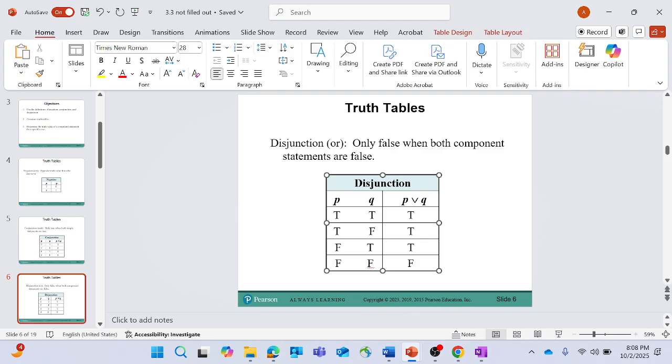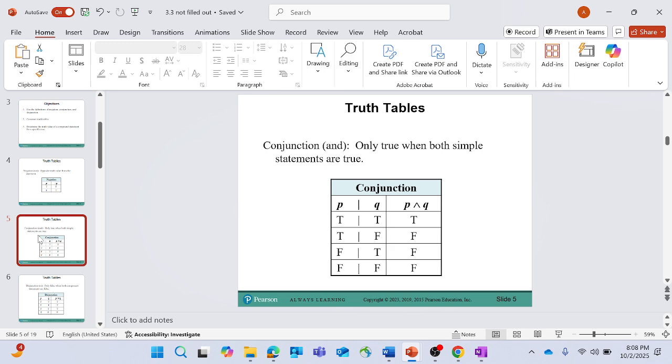So if it's or, it means only one needs to be true for the whole statement to be true. Right? Or just means one or the other, or both. So at least if one or the other is true, the whole thing is true. While with the previous one, this is and. They both need to be true. So P and Q need to be true for the whole thing to be true.